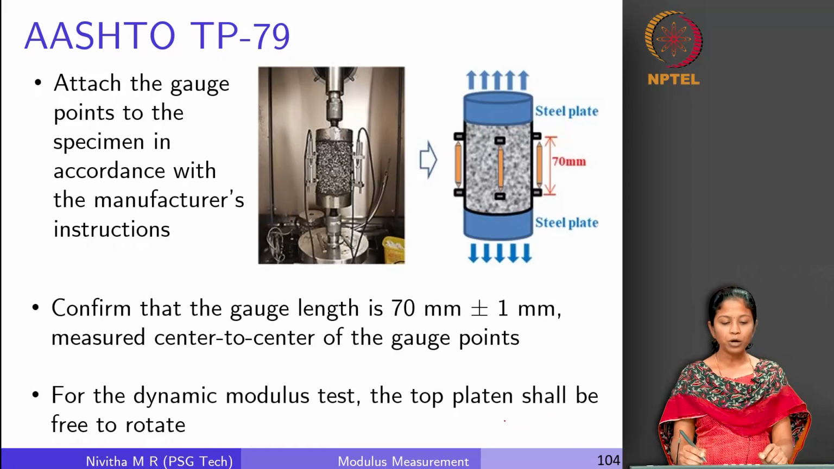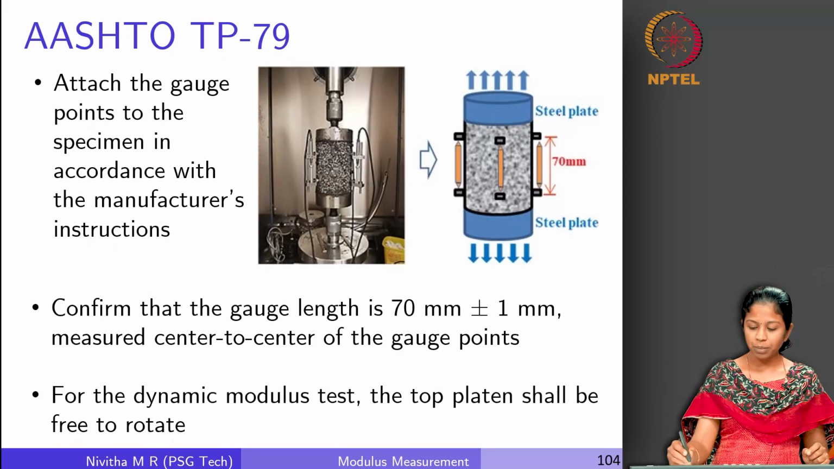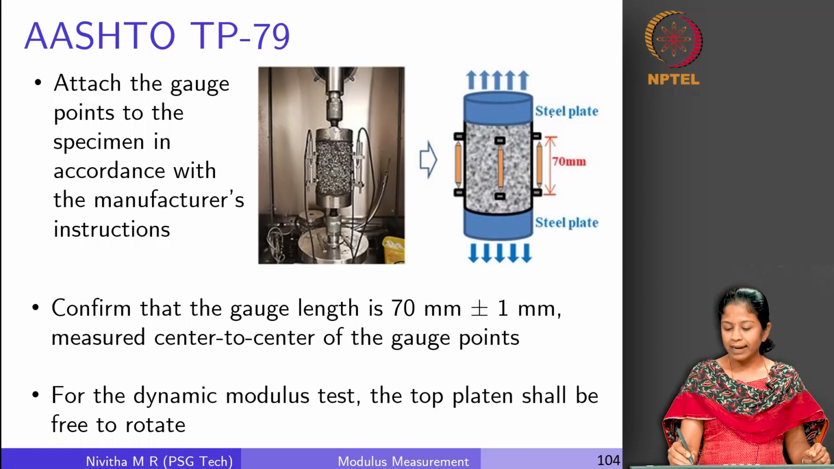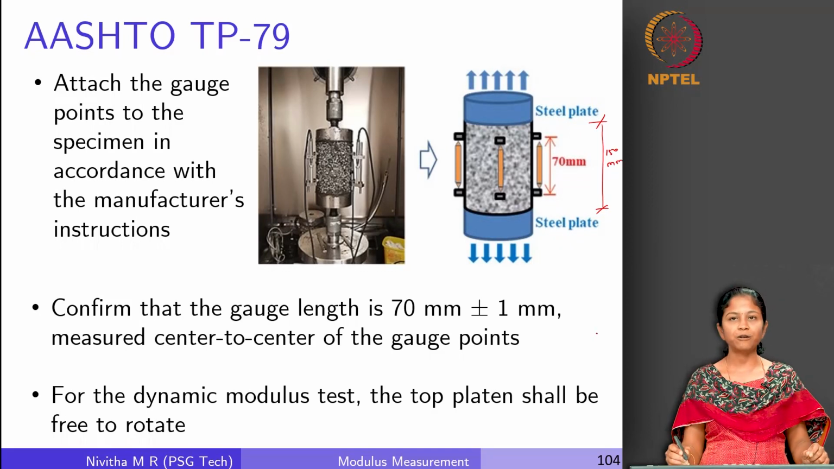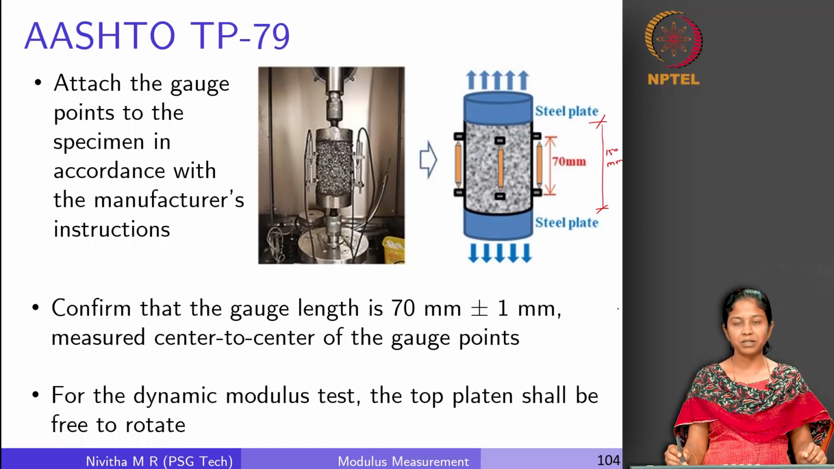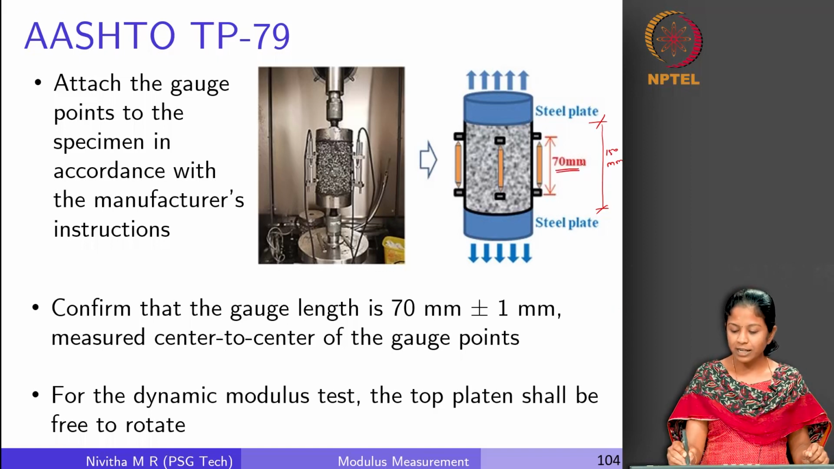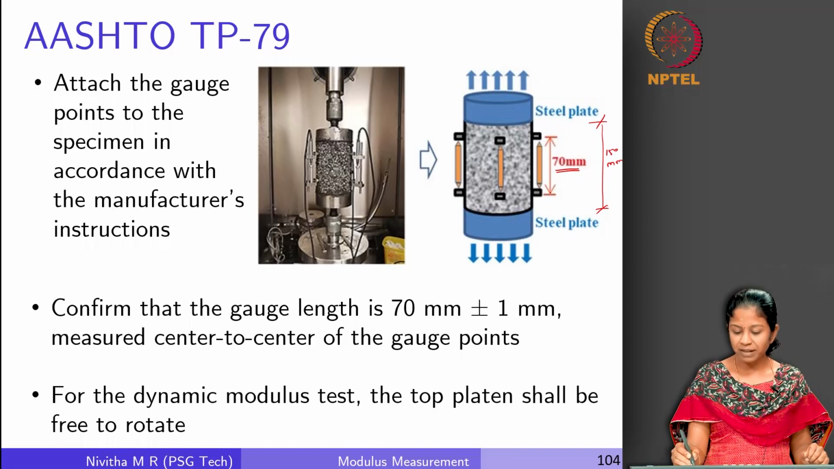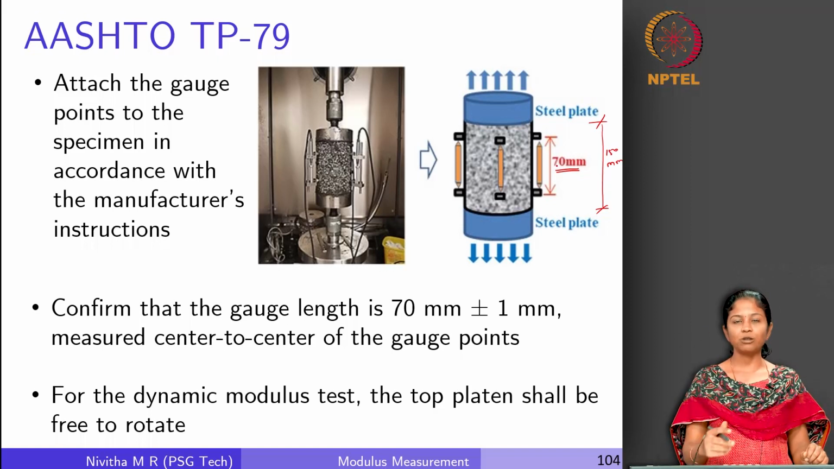Now how do we start the test? We have a sample, and we fix LVDTs on the sample to measure the deformation. This is 150 mm, the total height of the sample. We do not fix LVDTs over the full gauge length of the specimen. Instead we use a gauge length of 70 mm just to avoid any end effects on the sample during testing. So we choose a gauge length of 70 mm and we mount LVDTs on the sample.